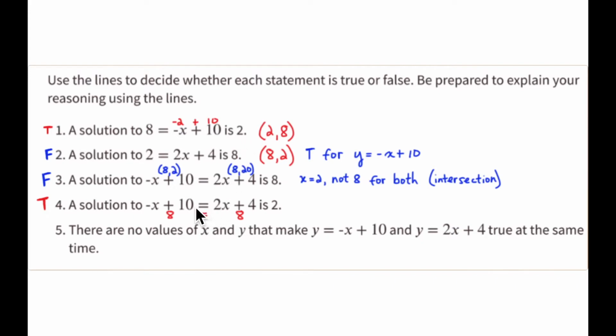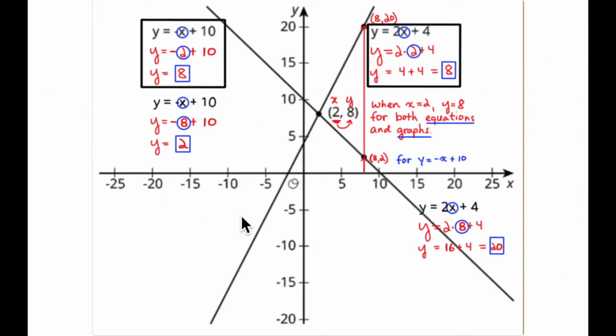On the other hand, if you replace x with 2 for both expressions, you get the same value. You get an answer of 8. So when x is 2, then these two expressions are equal to each other. That's the transitive property. Y is equal to 8 and y is equal to 8. When x is 2, y is equal to 8 for both of these equations. This equation right here and this equation right here.